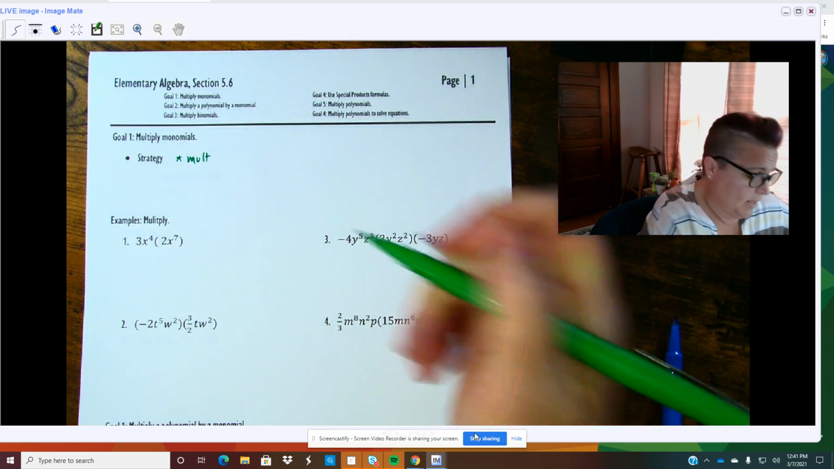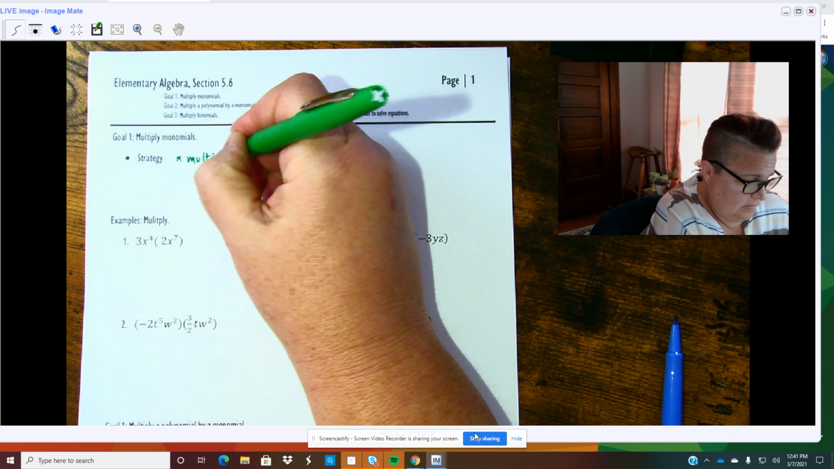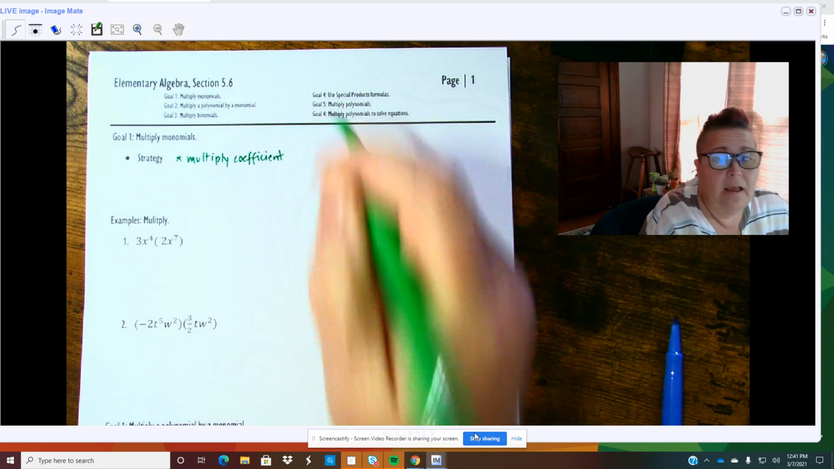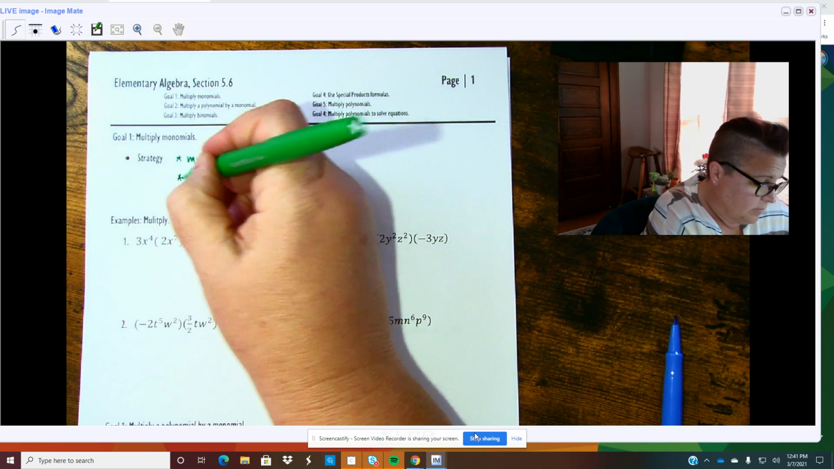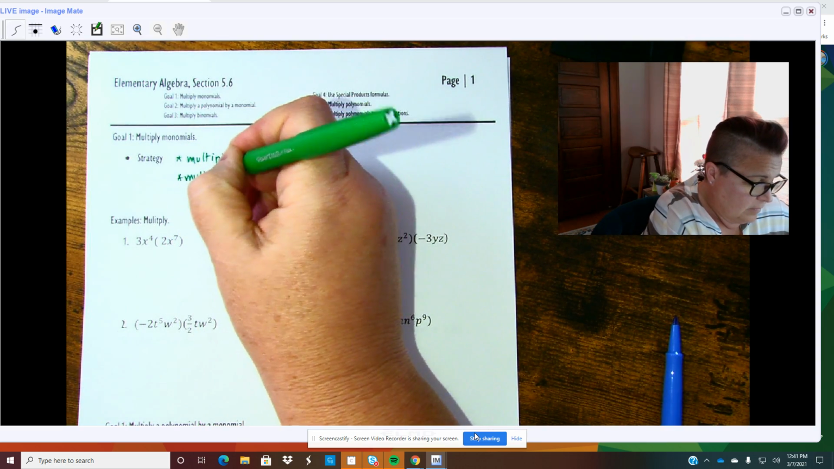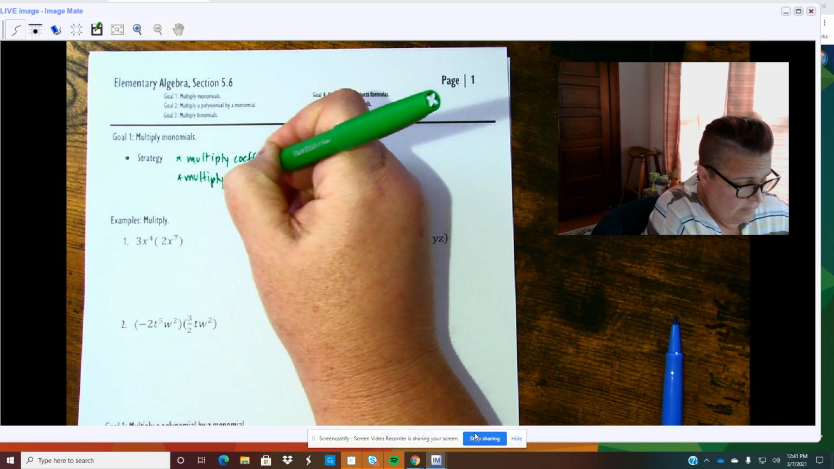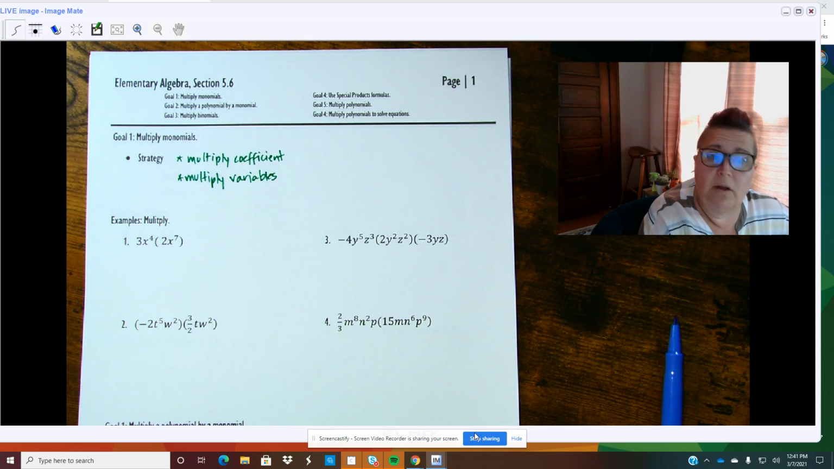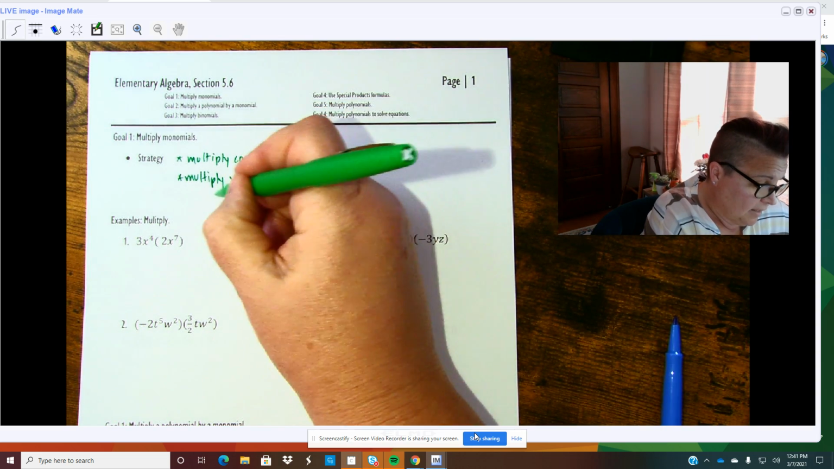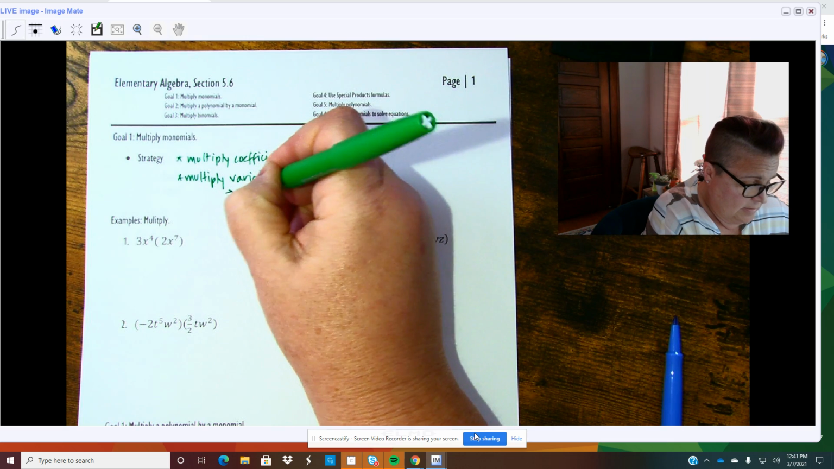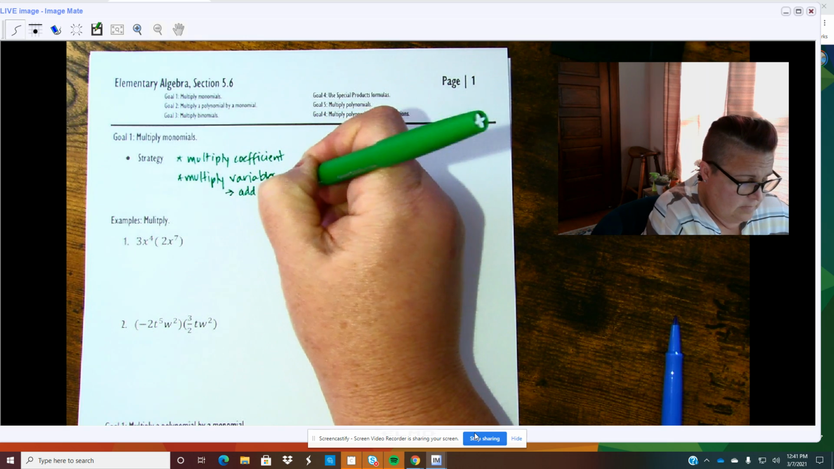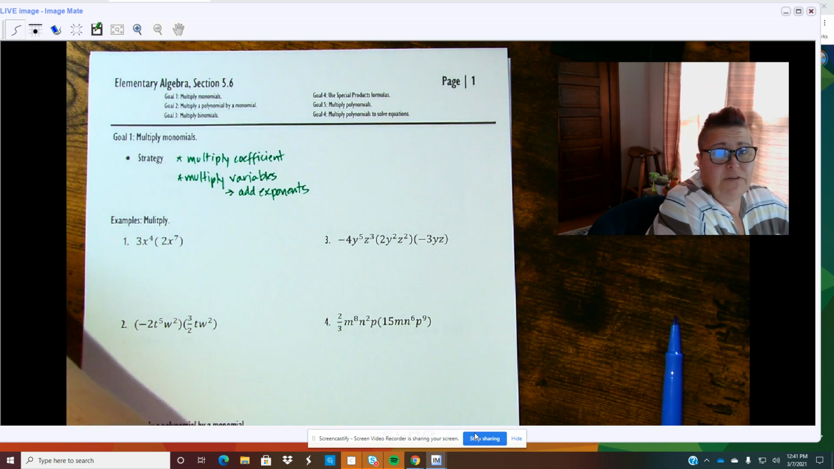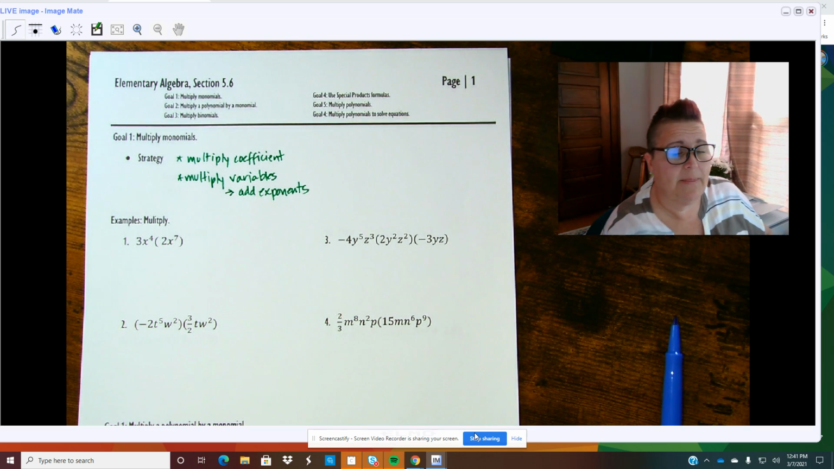we are going to multiply the coefficients. And then we're going to multiply the variables. And as you may recall, when you multiply the variables, that means the exponents get added. All right, so I've got a few examples for us here, and we'll take a look at these.